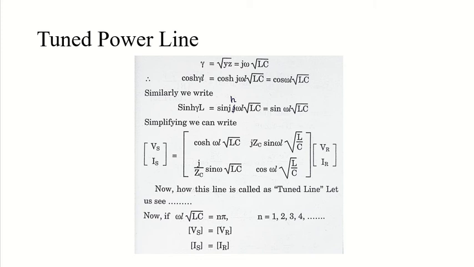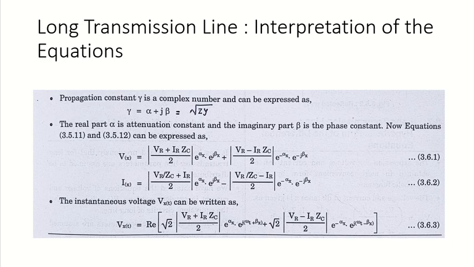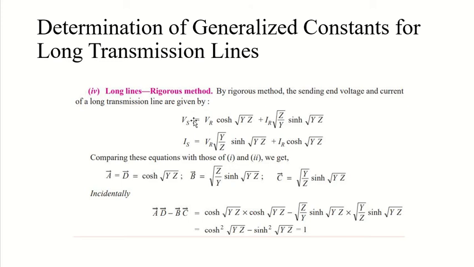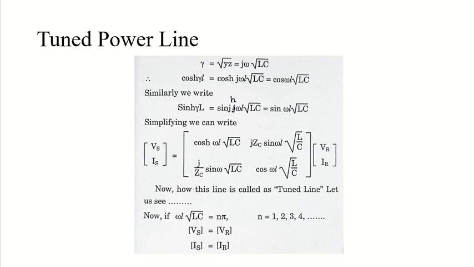And we have done this interpretation of the equations for the long transmission line. In that, we saw that gamma is equal to alpha plus j beta, which is nothing but the square root of the product of z and y. And we also derived the ABCD parameters here. So in continuation to that, let's come to the tuned power lines equation.